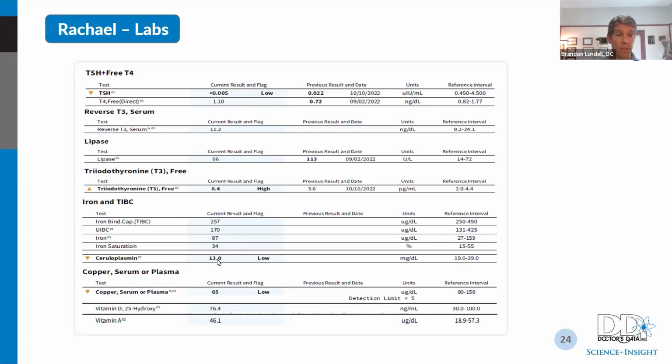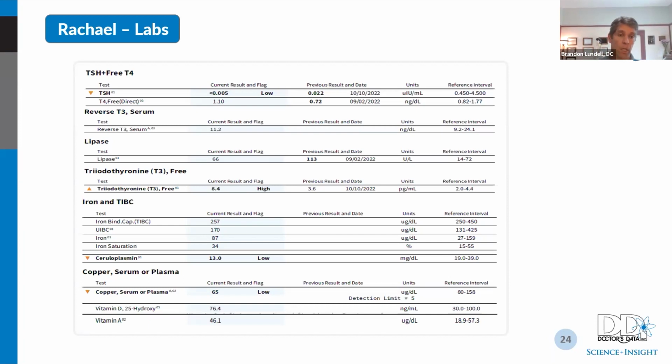This ceruloplasmin is why she was given copper, because it can be a copper indication, low copper, and sure enough, she had low copper, which is important in thyroid function, right? We need copper. The thyroid peroxidase enzyme needs selenium and copper. It also needs molybdenum.